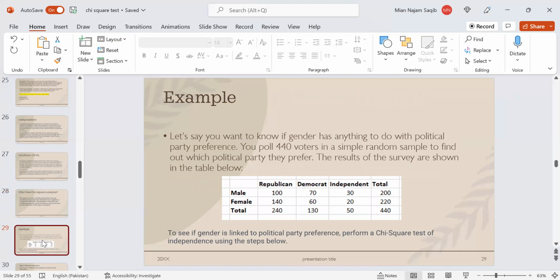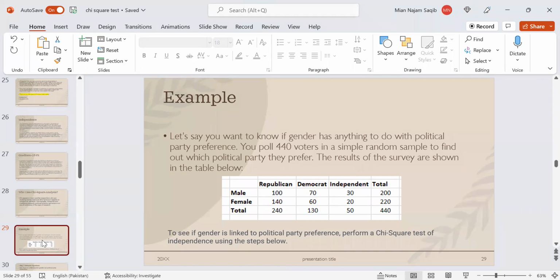Example, let's say you want to know if gender has anything to do with political party preference. You poll 440 voters in a simple random sample to find out which political party they prefer. The results of the survey are shown in the table below. You can see Republican, Democrat, Independent, the male, female, and then the total voters.